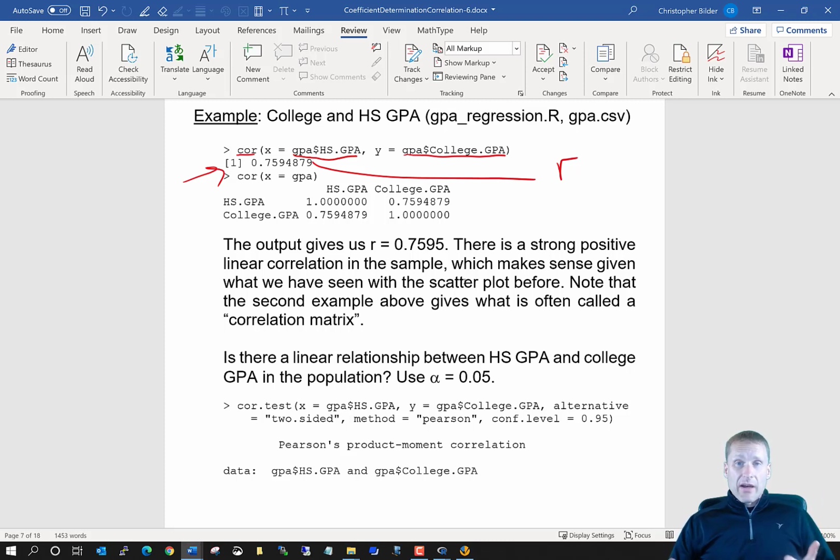Also notice it's kind of close to 1. And from what we saw in the scatter plot, we saw those points are somewhat close together in that scatter plot. And so that's why we're up to 0.76 for this correlation coefficient.